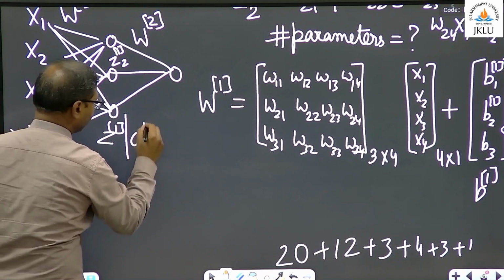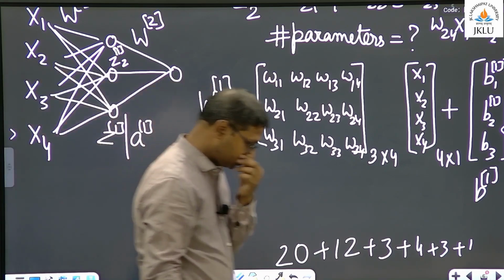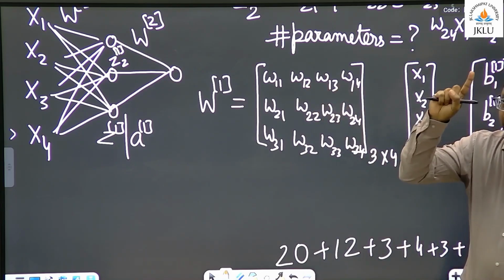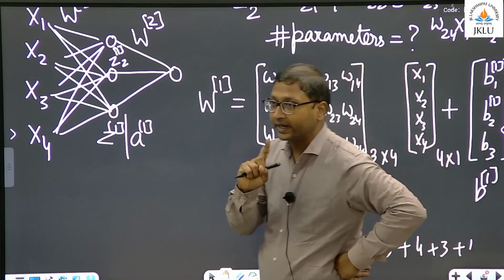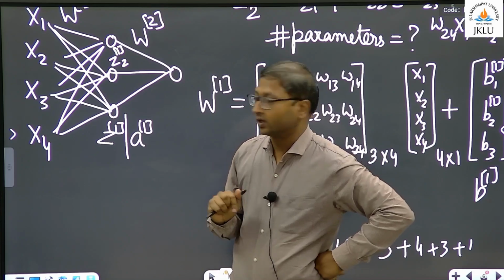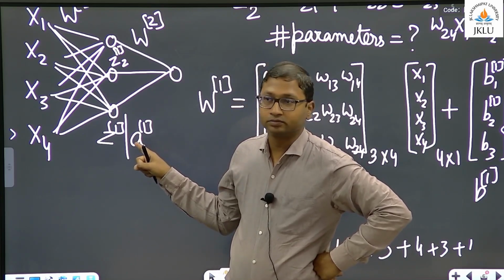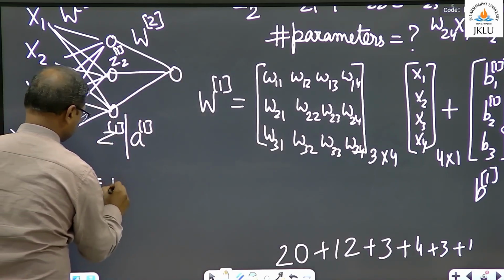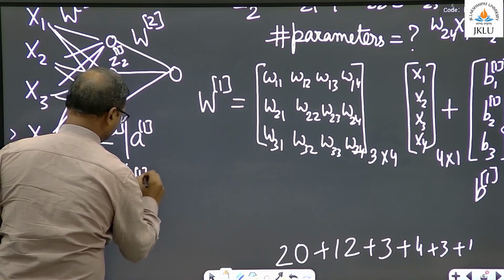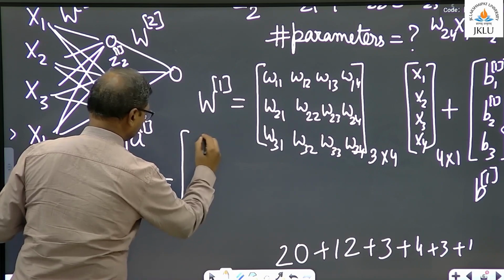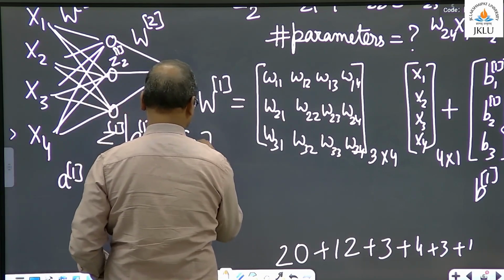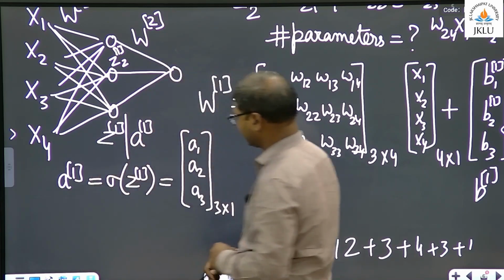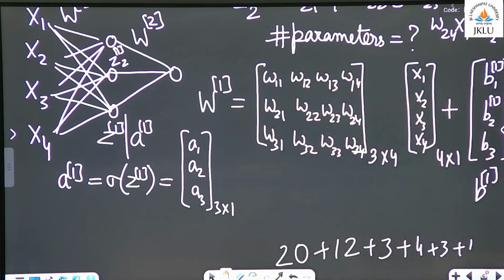I want you to give me A1 as well. And all this that we are doing is for one example only, for one training example. How will you compute A1? A1 is nothing but sigmoid of Z1. What will be the dimensions of A1? A1, A2, A3, it will be a 3 cross 1 vector. Compute Y hat similarly.